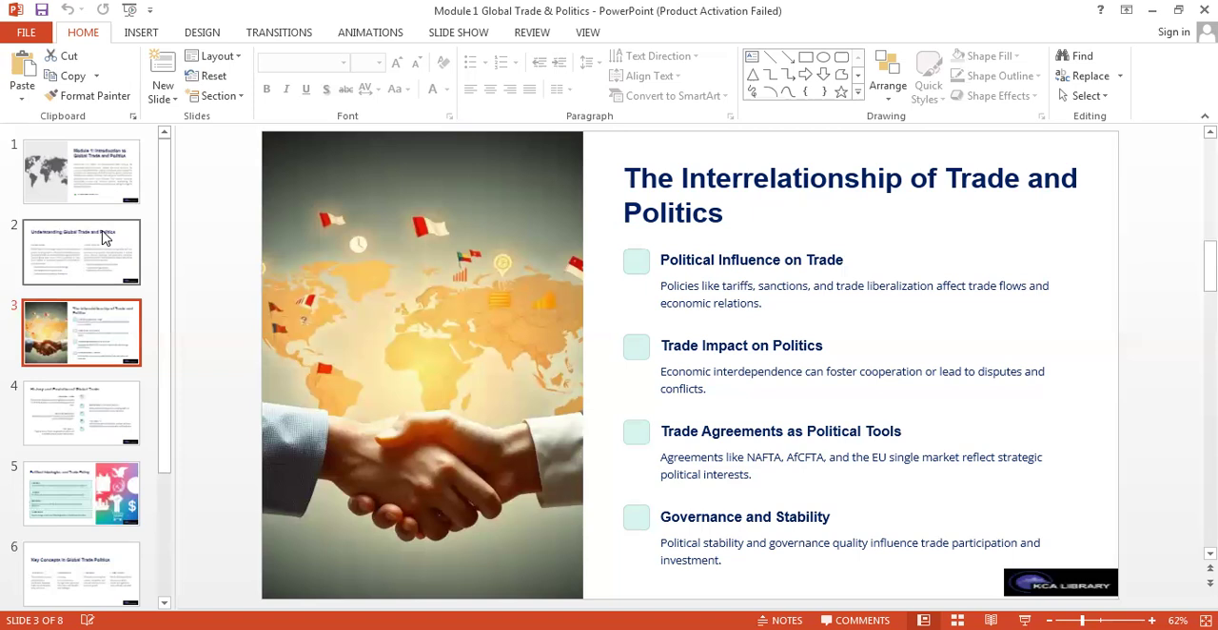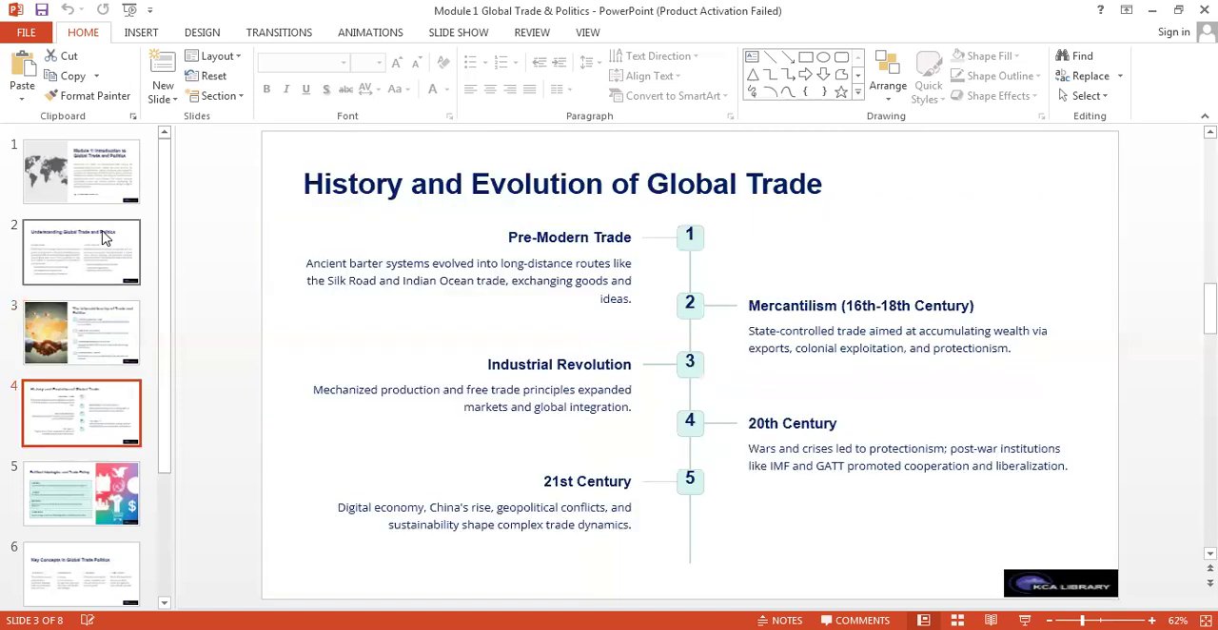And lastly, the interrelationship of trade and politics is the governance and stability. Political stability and governance quality influence trade, participation, and investment. So if there is no stability in a nation or in a country, there will surely not be a boost in the trade of the nation. That is why it is very important that both politics and trade work hand in hand.